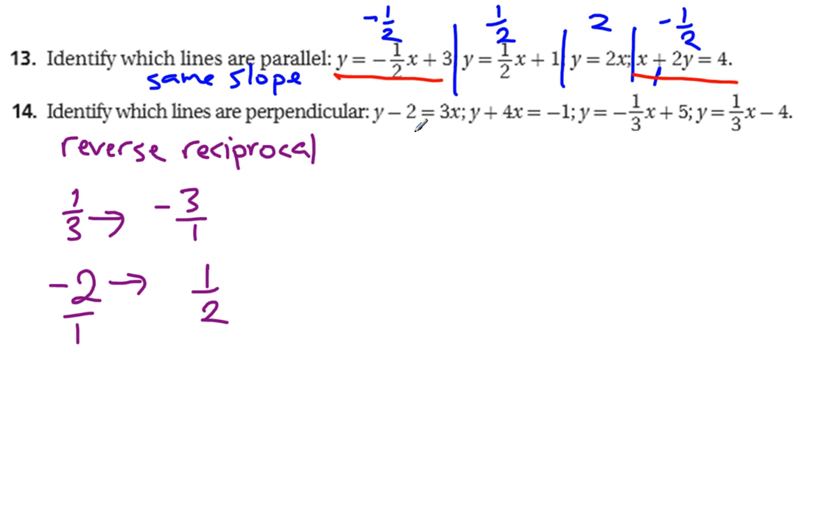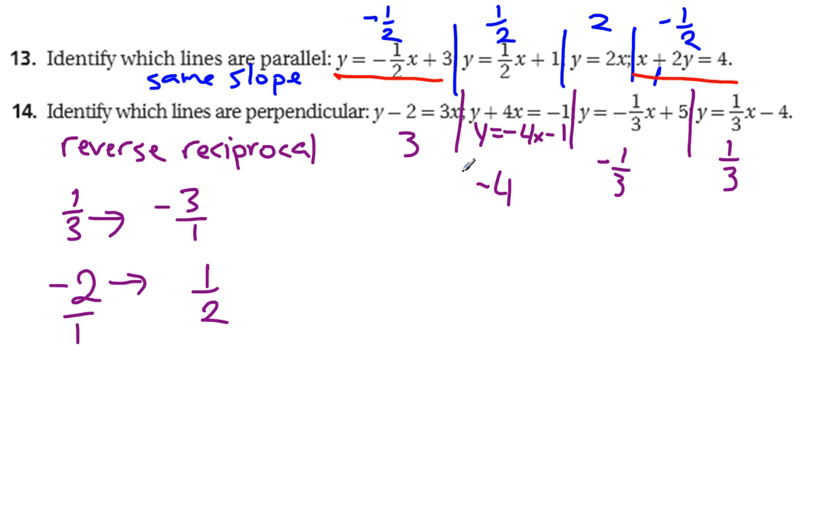So our slopes as we have them. We have this one, our slope is 3. This, let's separate these real quick. This looks kind of ugly. There's a 4 here, so we're going to have to move the x to the other side. So that's going to be y equals negative 4x minus 1, which means our slope is negative 4. Okay. The slope here is negative 1/3. And this one, our slope is 1/3.